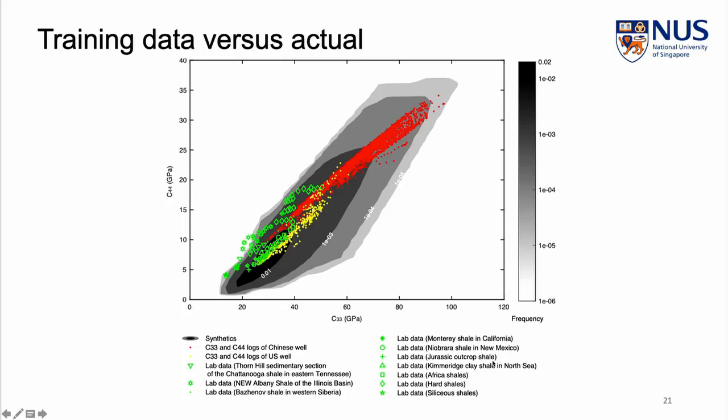So to give you some idea, training data versus actual. This is C33 and C44. This is the distribution of our training data, how dense the C33 and C44 samples are in the training data set, versus the red one, which is from the Chinese well log, and the yellow one, which is from the US well. So the Chinese well that we're going to play around with, and the US well, sit quite well within the sampling range of our training data set, whereas the rock lab data is a little bit more biased.